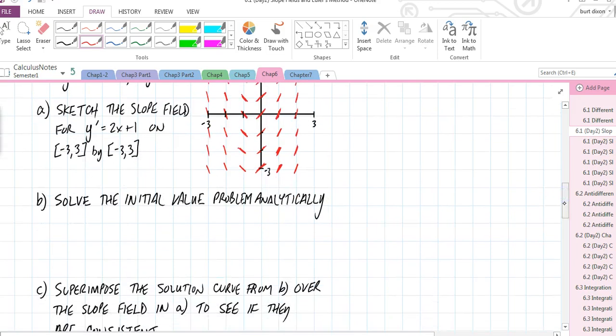Okay, so there is our slope field. Now we can find the solution to the differential equation analytically. So it says y prime equals 2x plus 1. So y must be then the antiderivative of 2x plus 1. And that is x squared plus x plus a constant.